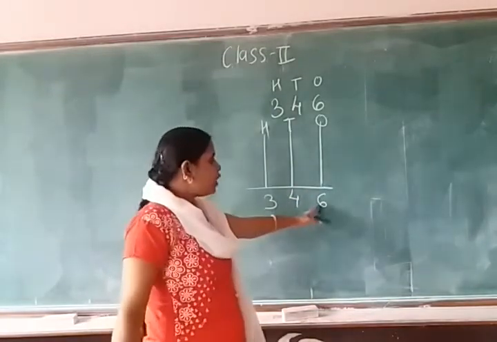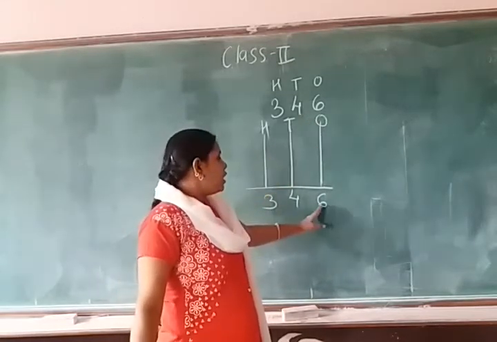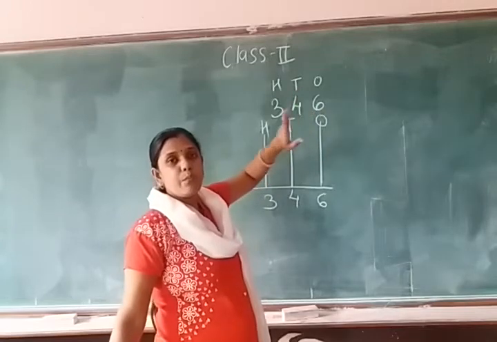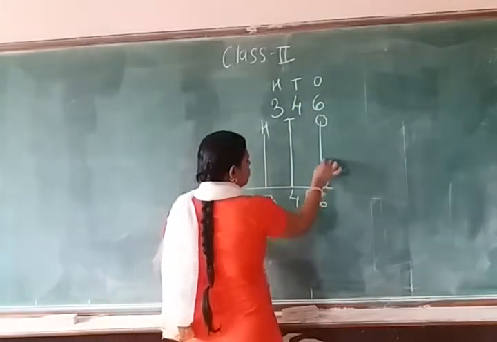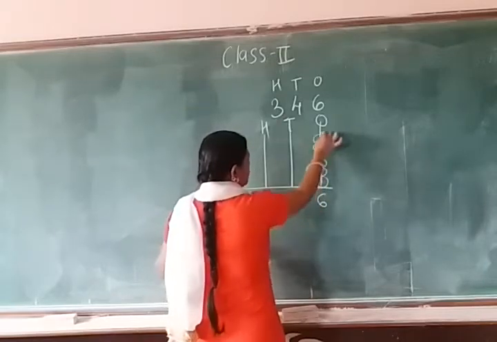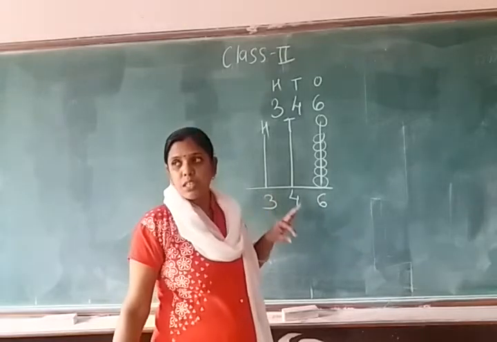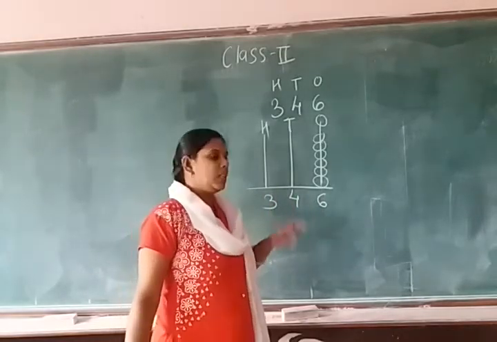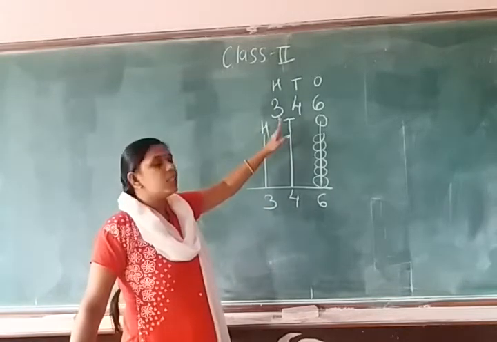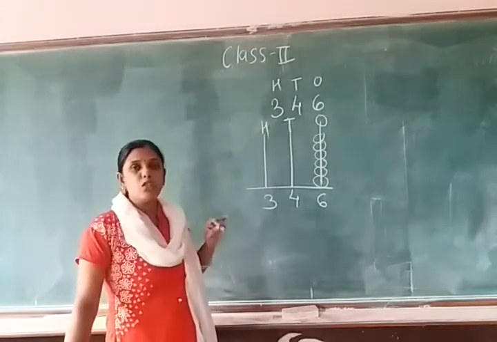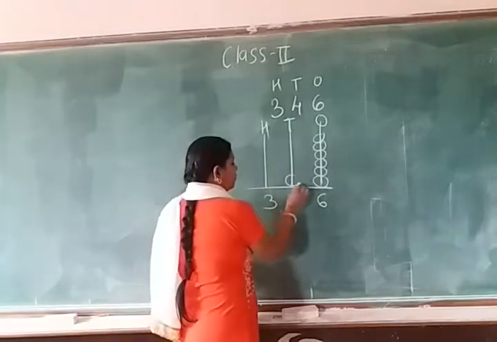So what is the place value of 6? Ones. The place value of 6 is 1. So we have to place 6 beads on the ones place: 1, 2, 3, 4, 5, 6. Because the ones place digit is 6. Now what is the next number? The next number is 4, and its place value is tens. So how many beads do you have to place at the tens place? 4.